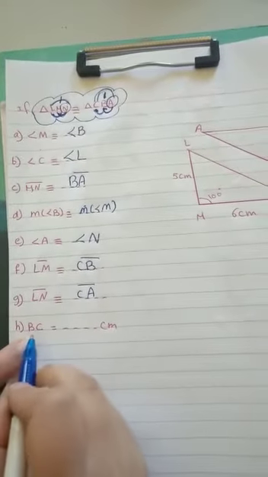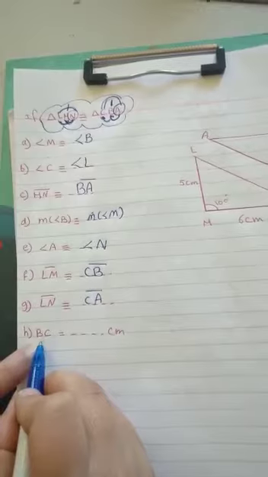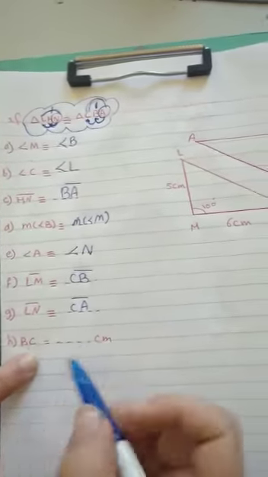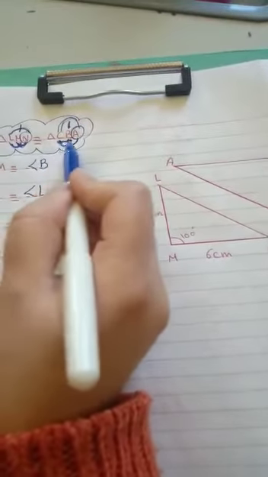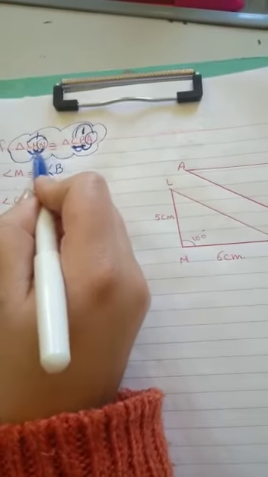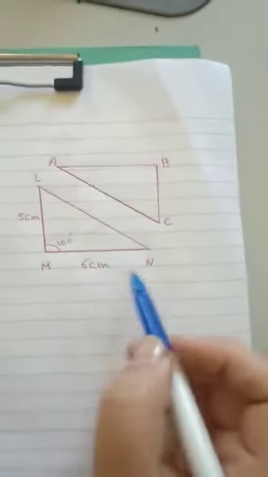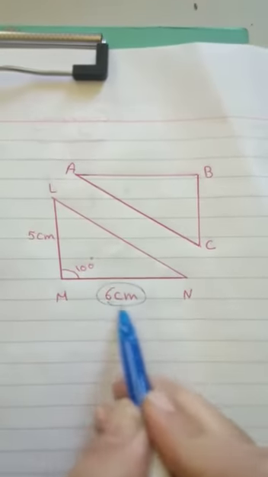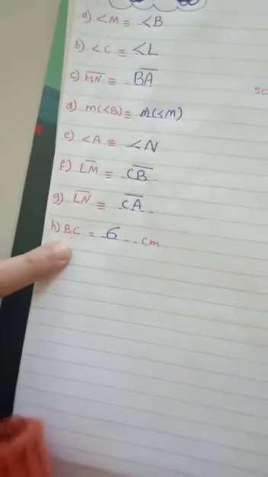The last one: BC equals what? BC corresponds to which side in the other triangle? To NM. In the drawing, NM is equal to what? 6 centimeters. So BC equals 6 centimeters.